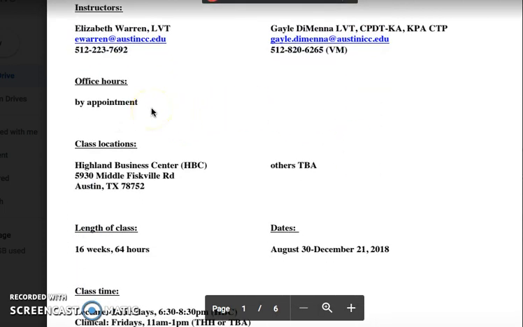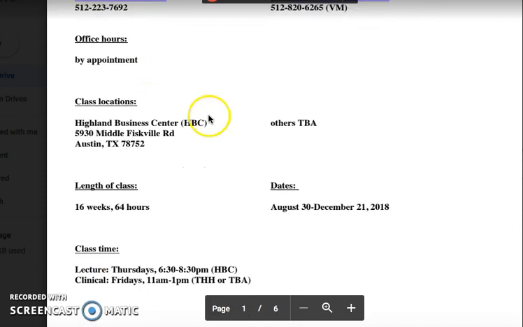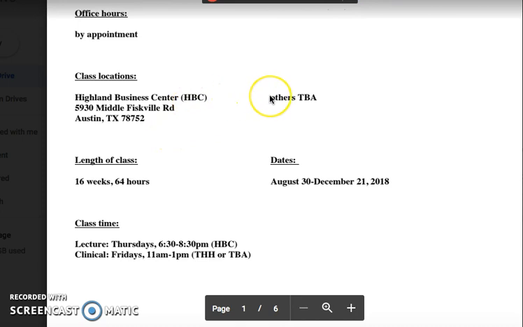If you'd like to meet with us in person, then get in touch with us by one of these methods above, and we'll set up a time for you to come in and talk to us. The lecture portion of this class is at Highland Business Center, and we meet in room 407. The clinical portion is out at various clinical sites in the community, and you'll get more information about that on the first day of class.